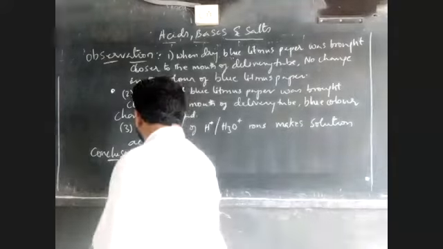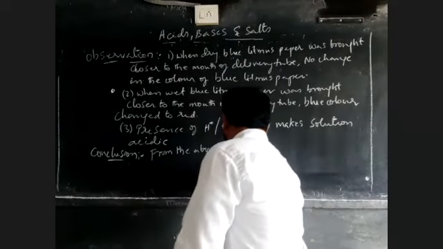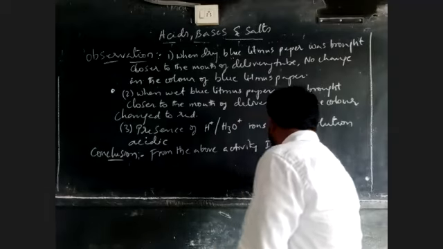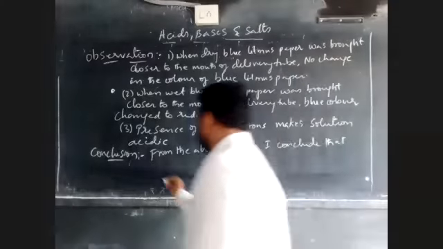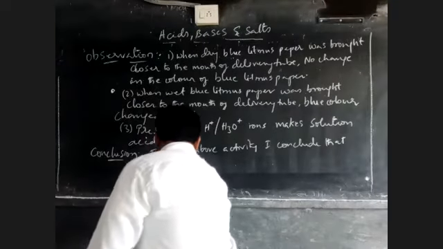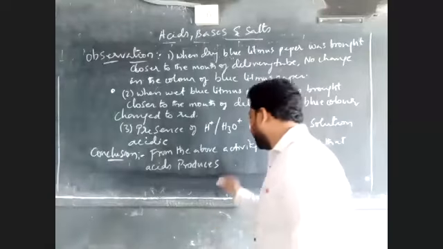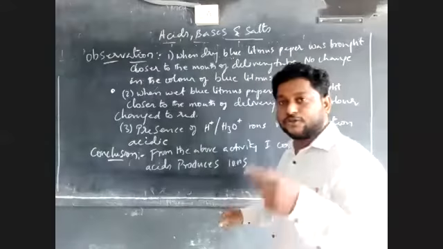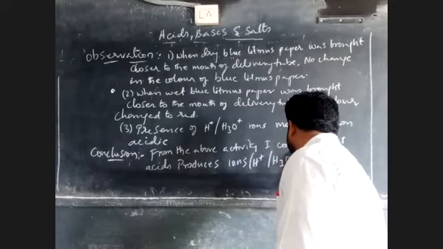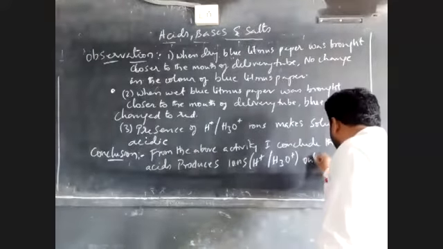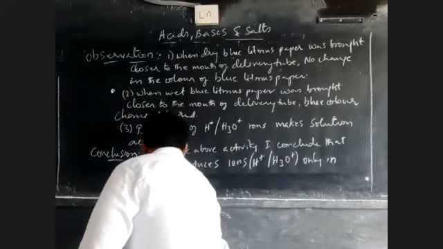From the above activity, I conclude that acids produce ions. What are those ions? H plus or H3O plus ions, only in aqueous solution.